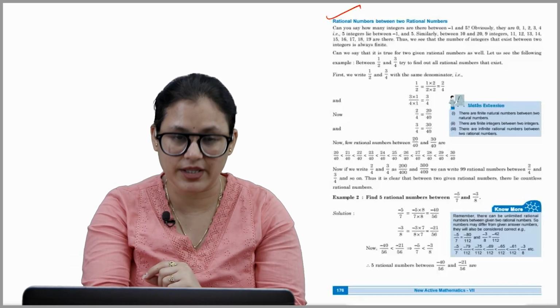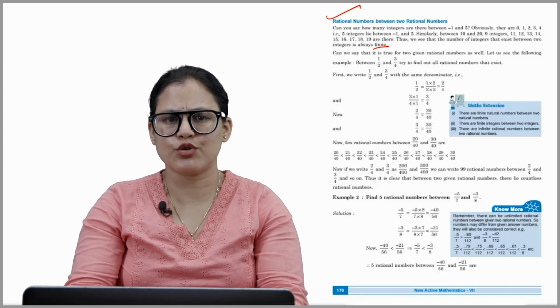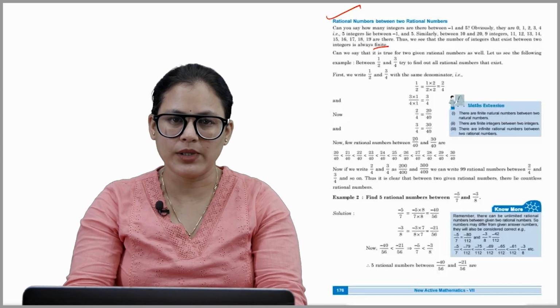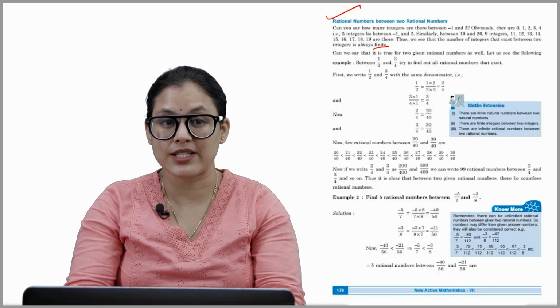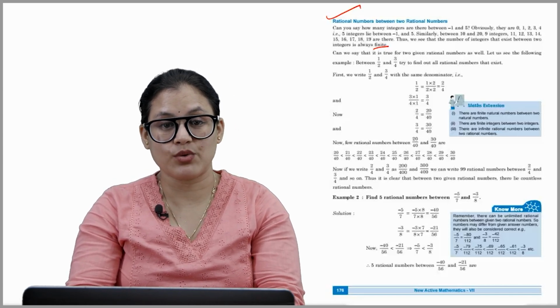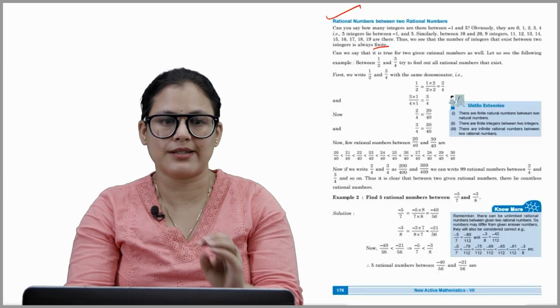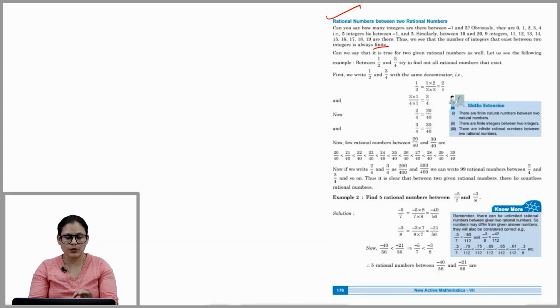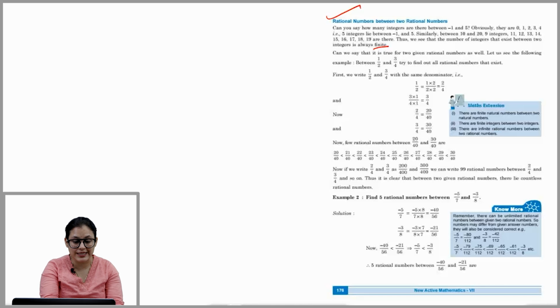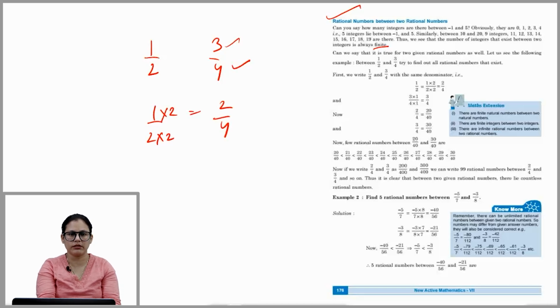Okay, remember that. Can we say that it is true for two given rational numbers as well? Let us see the following example. Between 1 by 2 and 3 by 4, try to find out all the rational numbers that exist. First, we write 1 by 2 and 3 by 4 with the same denominator. So, we will make this denominator 4, 2 by 4 and 3 by 4. But there is no number between these two numbers.